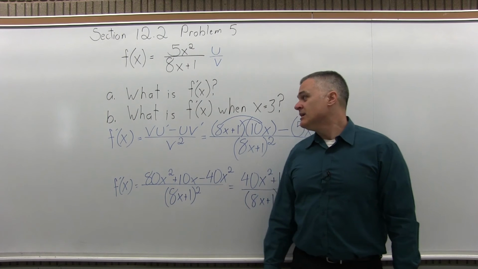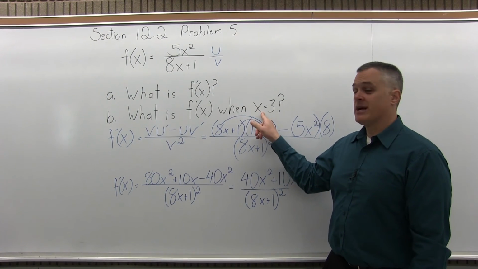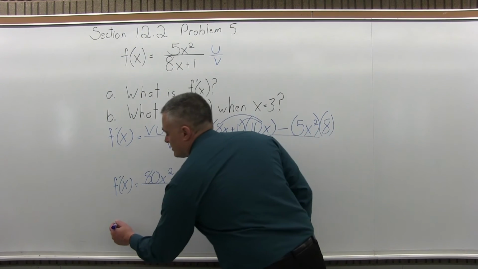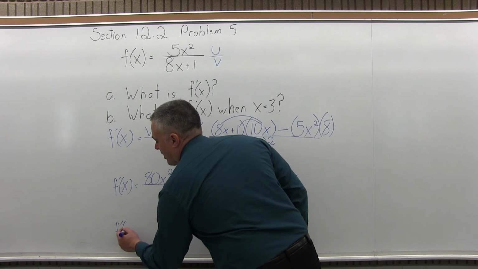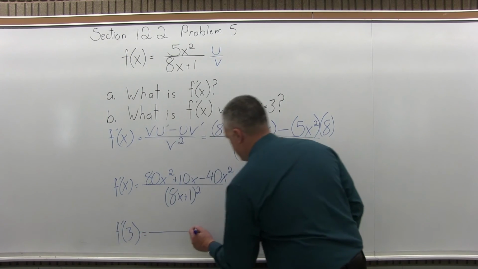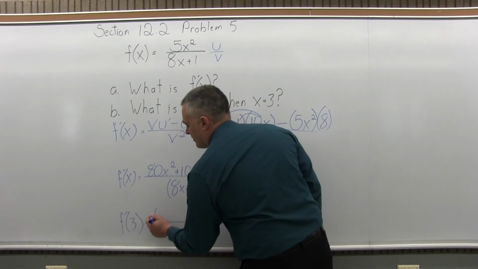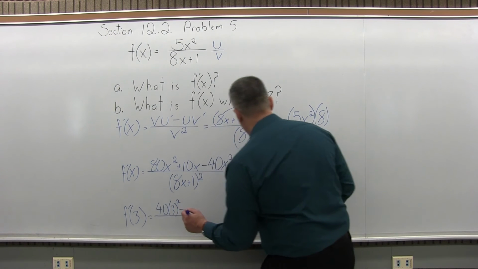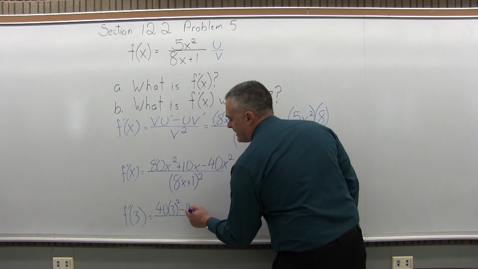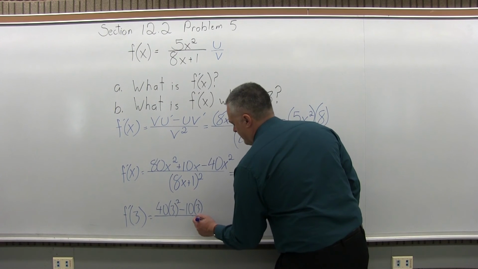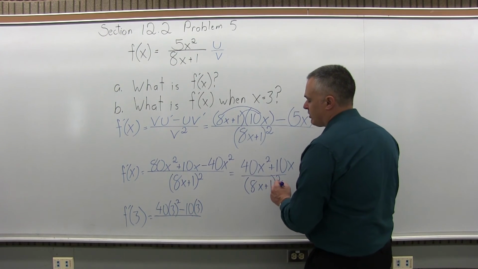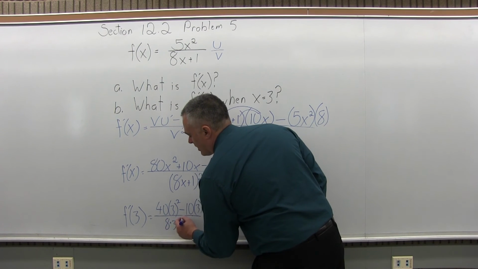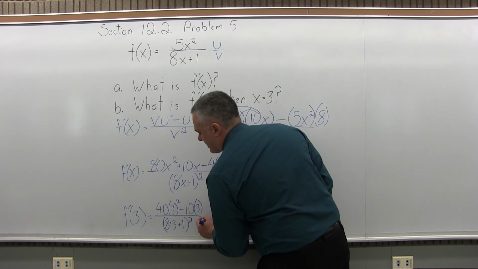Now part B says, what is f prime of x when x is 3? So I'll just put in a 3 wherever I have an x in my answer. So for part B, I'll say f prime of 3 equals, so the 40x squared will become 40 times 3 squared. And then plus 10 times x will be plus 10 times 3. And then in the denominator, 8 times x plus 1 in parentheses to the second power will be 8 times 3 plus 1 in parentheses to the second power.